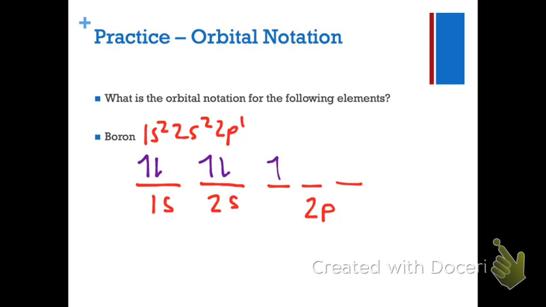So the lines represent the orbitals. Exactly. The lines represent the orbitals. Instead of like 6. What'd you say?